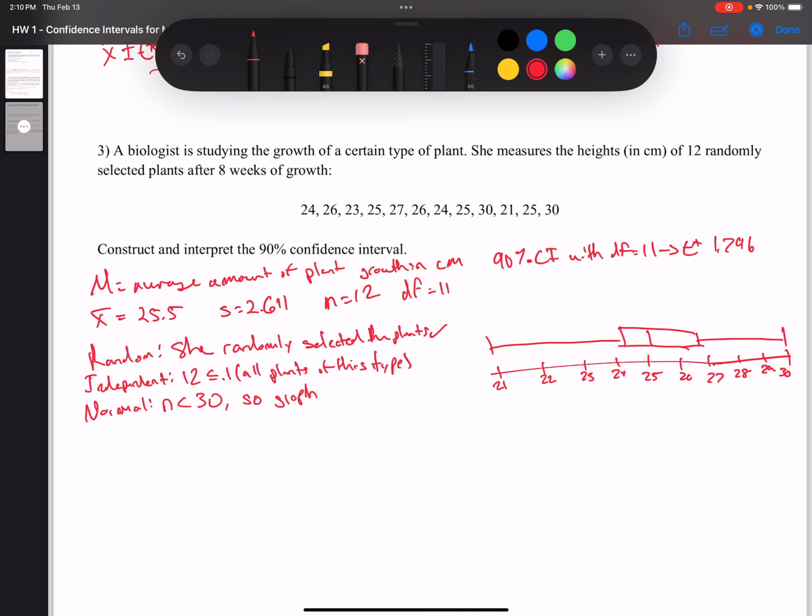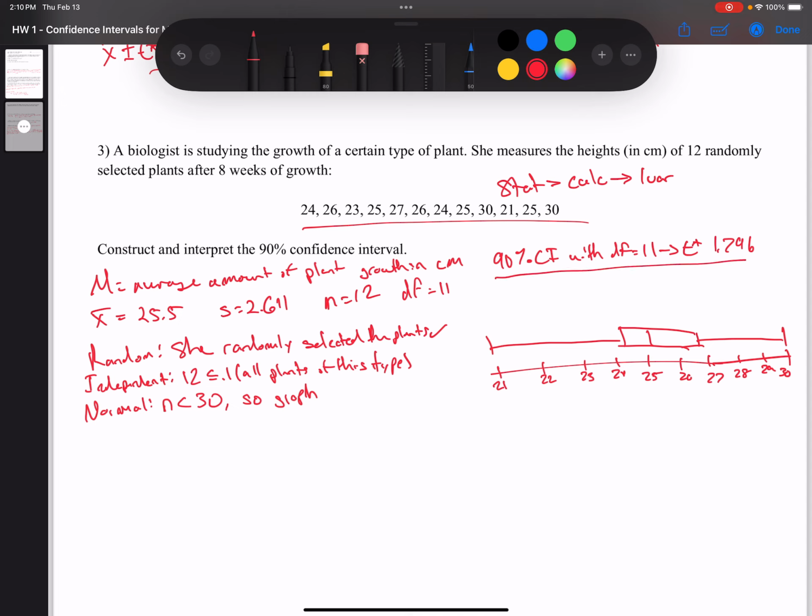And then we're also going to throw in our x bar, which again, you have to throw all of this in your calculator. Then we'll do one variable. You hit stat, go to calc, and then go to one variable stats, after you've put all this in your list. So our x bar comes out to 25.5 centimeters. Our standard deviation is 2.611. Our n is 12. Our degrees of freedom is 11.